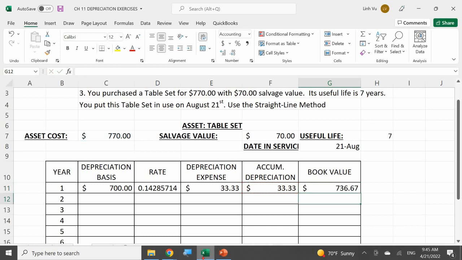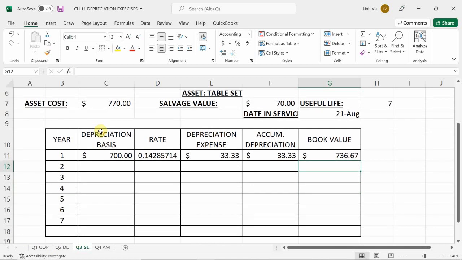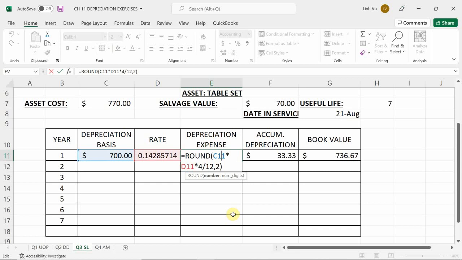736.67. Good. Okay. So for the depreciation expense, how would I calculate it? Because I'm more comfortable doing the 4 divided by 12. That's perfectly fine. That's what I had in my spreadsheet here. I did 4 divided by 12. So for example, right now I just did 104 divided by 12, and I didn't get 33.33. I got 0.3333. So I have to do the whole 700 times the rate, then 4 divided by 12.